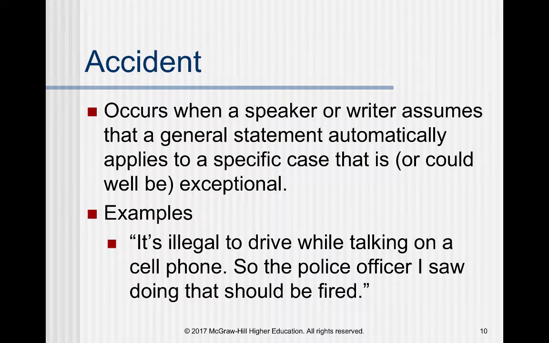Sometimes people assume that something that is the case generally should always apply, no matter the circumstances, but sometimes specific cases may be exceptions to the general rule, as in this one. It's illegal to drive while talking on a cell phone, so the police officer I saw doing that should be fired. What applies to the general population regarding cell phone usage while driving doesn't necessarily apply to a cop.